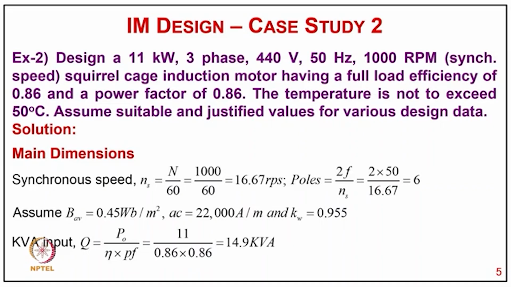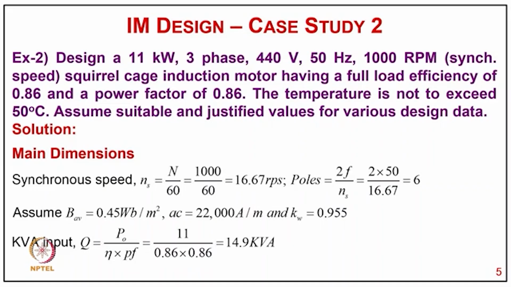Now discuss the solution. For the estimation of main dimensions, we have to go to the output equation. First we have to calculate the synchronous speed, that is ns = 120 f by p. So ns upon 60 gives it in rps, which comes to 16.67 rps. And the number of poles we can find out from 2 f upon ns, which comes to 6.